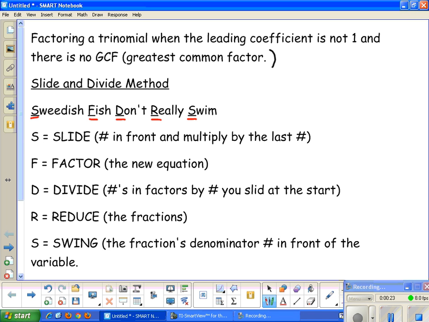What that means is you take the first letter from your saying, and each of them stands for something. The S in Swedish stands for slide the number in front, and multiply it by the last number. The F in fish stands for factor the new equation. D stands for divide the numbers in the factors by the number you slid at the start of the equation. R stands for reduce the fractions, and S stands for swing the fraction's denominator number in front of the variable. So we are going to see what each of these things mean by doing some examples.